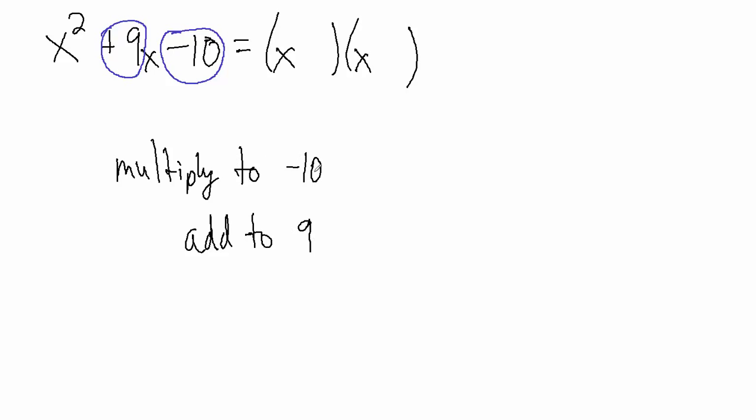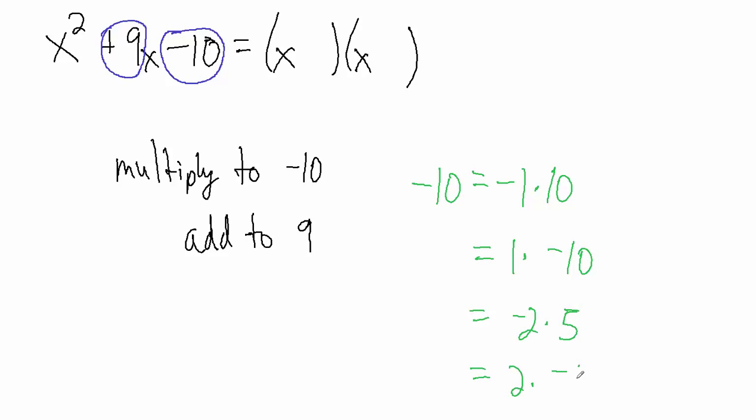Now, if the two numbers are going to multiply to give us a negative number, that means one number has to be positive and one number has to be negative. So what we need to do is take negative 10 and express it as a product of a positive number and a negative number. There's a few different ways to do that. So let's come off to the side and write that. Negative 10 equals negative 1 times 10, or 1 times negative 10, or negative 2 times 5, or 2 times negative 5.